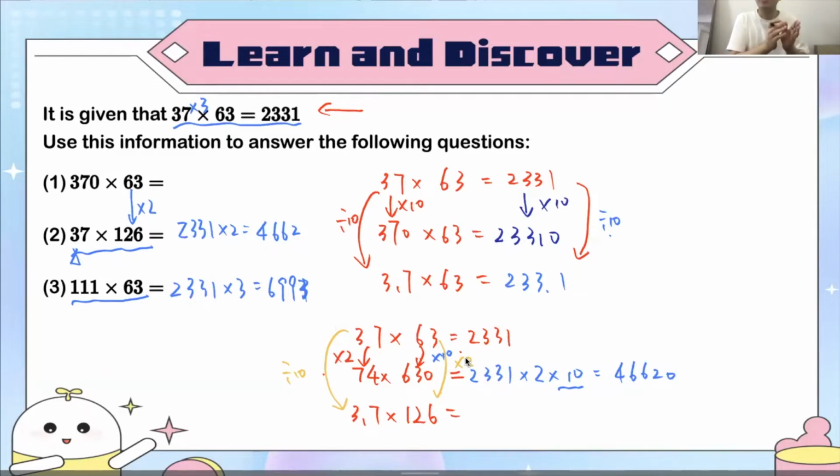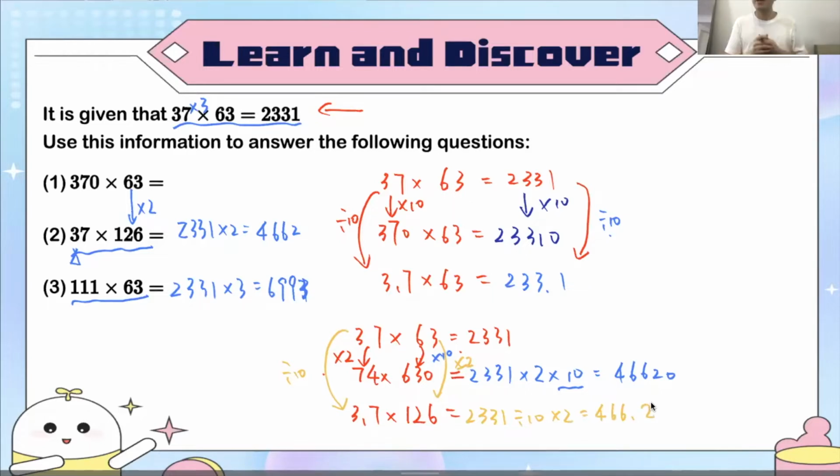Okay, one change is divided by 10. It means if we just write down 2,331, we need to first divide by 10, and because we have another change, we should have another change, times 2. And what is the result? That is 466.2.